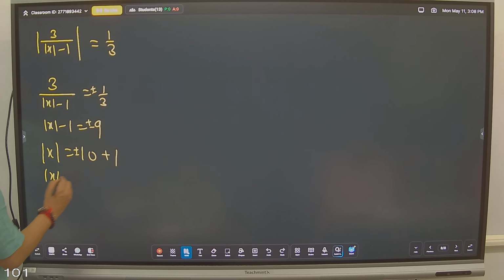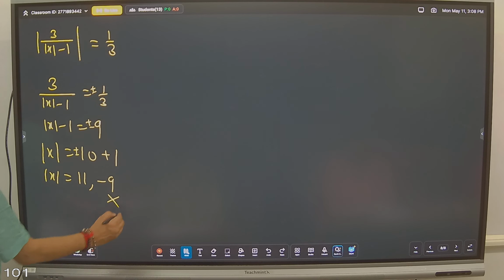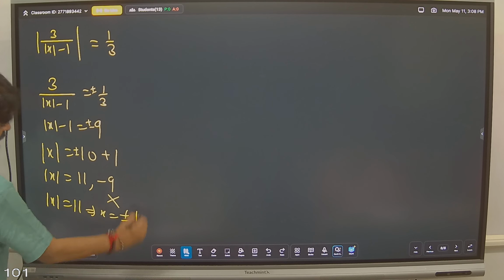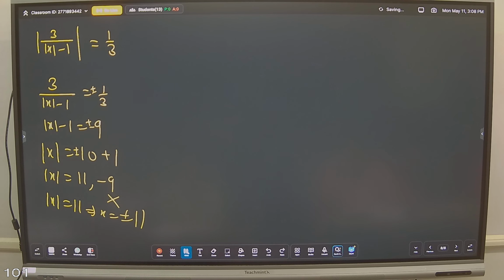So mod x equal to plus 10 if I take 11, or minus 9. Is this point clear? This is rejected. Why rejected? Mod cannot be negative. So x equal to plus minus 11. How many of you got it?